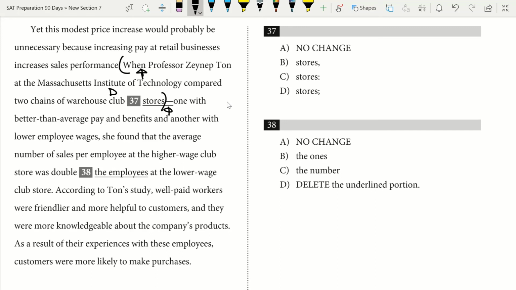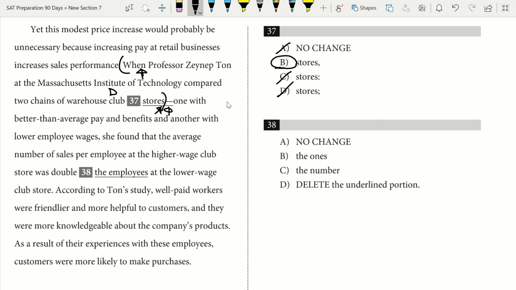I started with a subordinate conjunction. When I start a sentence with a subordinate conjunction, such as when, while, after, although, anything like that, I want to end that dependent clause with a comma. I don't want to end it with an em dash, I want to end it with a comma. So right away, I look at my answer choices and I know 37 is going to have to be B. That's a big thing there. Anytime we start a sentence with a dependent clause, we need to end that dependent clause with a comma. You can put that in your notes. That's very helpful, a grammar rule you need to know.